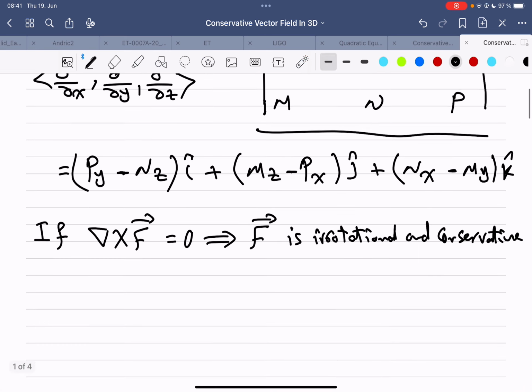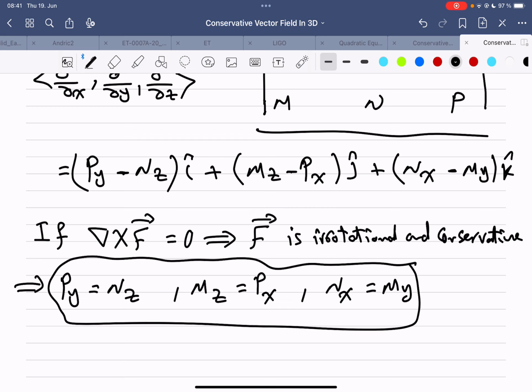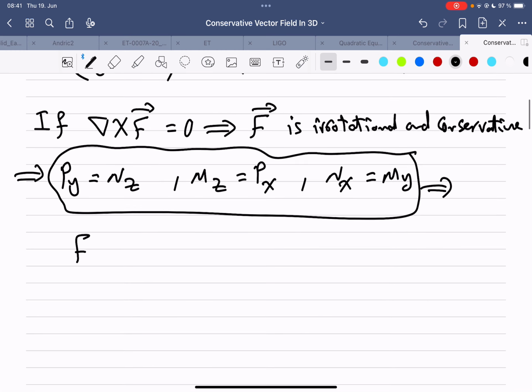So this means Py equal Nz, Mz equal Px, Nx equal My. So if this is true, F is conservative.